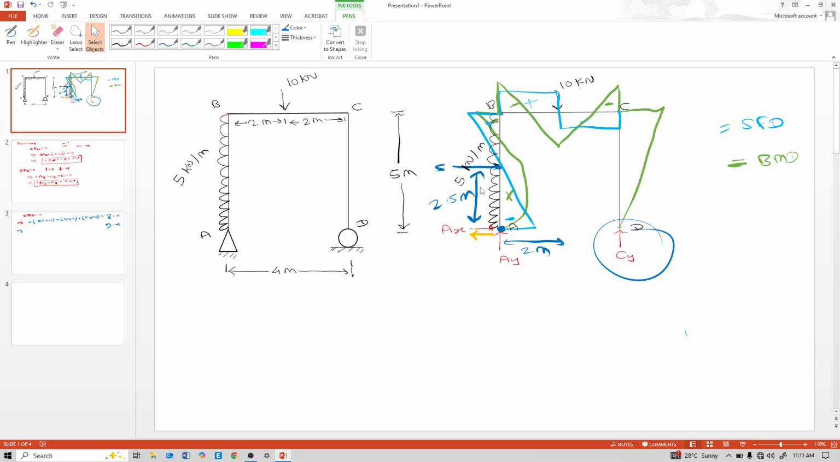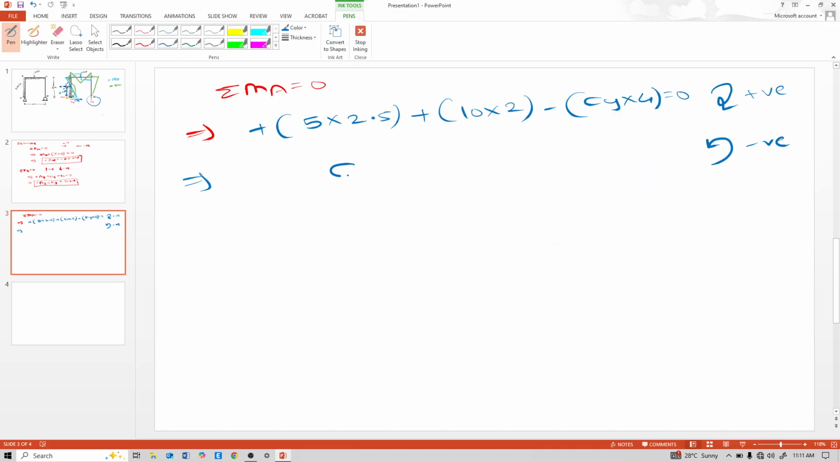Just see, consider all forces or not. See, this UDL is considered, the 10 is considered and CY is considered. So this CY equal to, solve it using a calculator. Positive 5 into 2.5, positive 10 into 2, negative CY into 4 equal to 0. So it is 8.125 kilonewton.